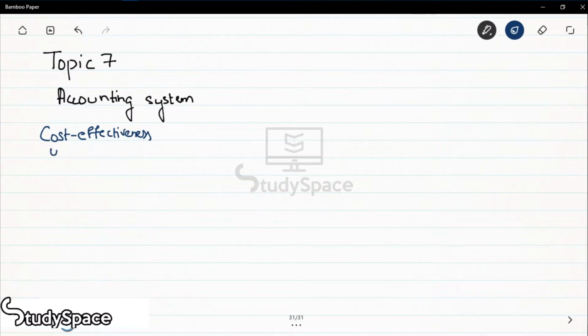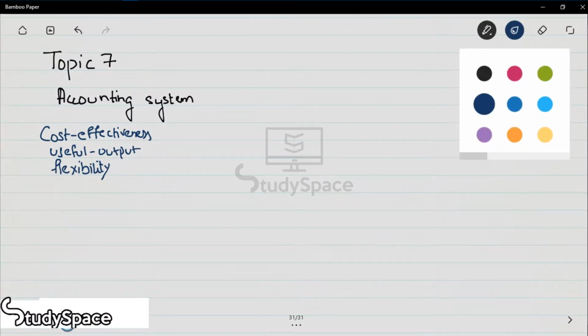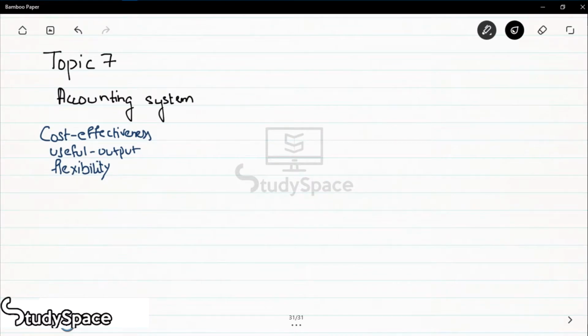useful output, and flexibility. Without a proper accounting system, we would always have problems relocating and allocating information and data, and without a proper system, we would not be able to operate properly.